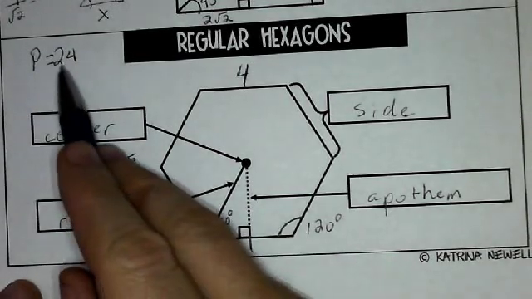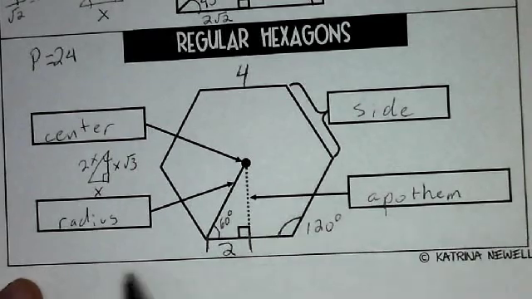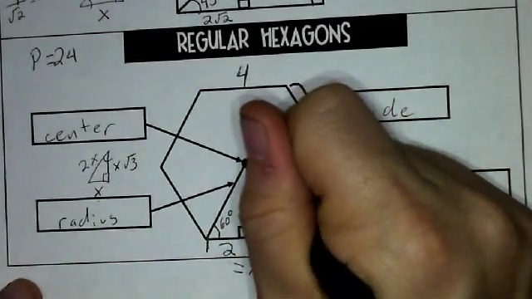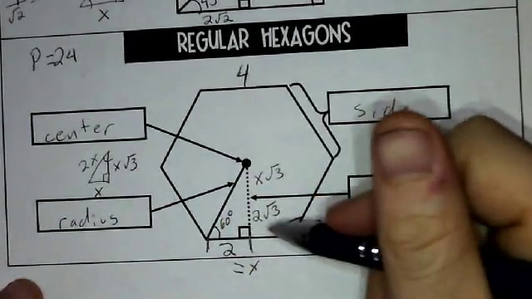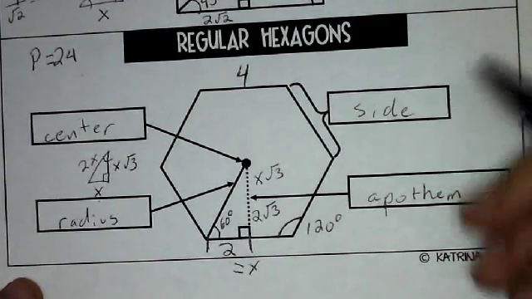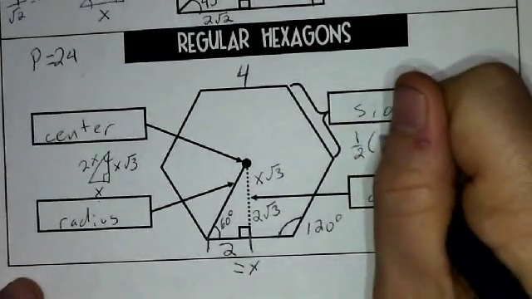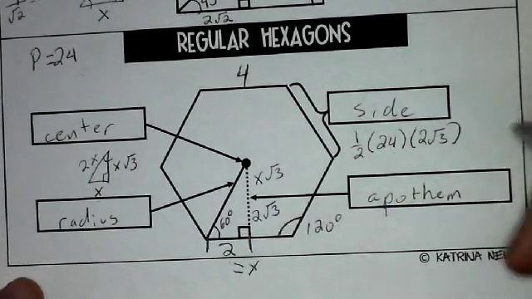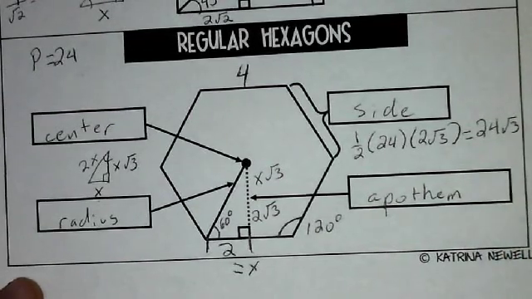Now, I already know my perimeter. We're just looking for this apothem piece. If this is x, that means x is 2. And this is x on the square root of 3. That just means that this is 2 on the square root of 3, and so that is my apothem. Now, my apothem being very easy to find here, I can go ahead and do 1/2 of the perimeter times the apothem, and this gives me 24 on the square root of 3.